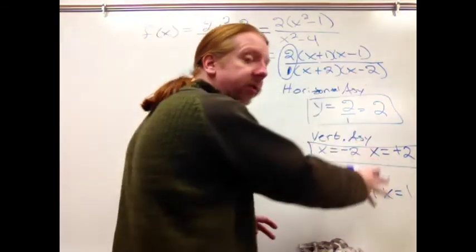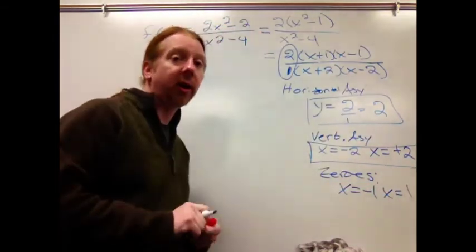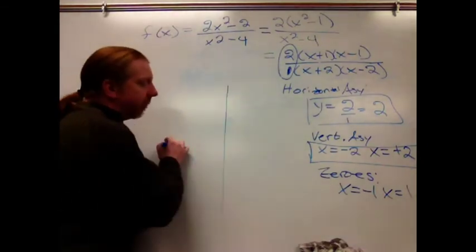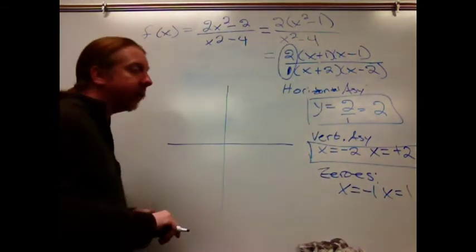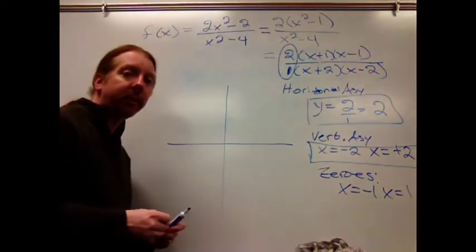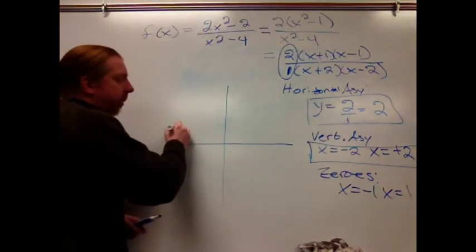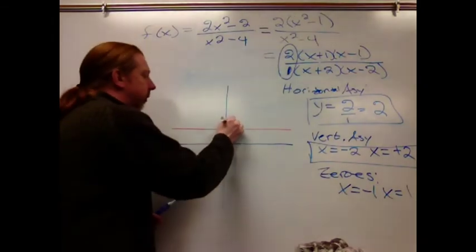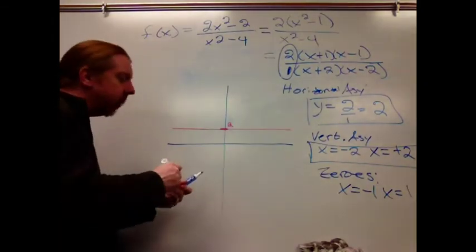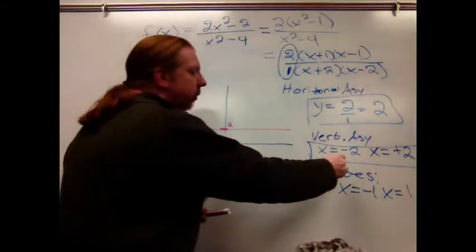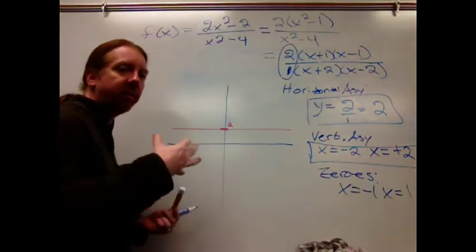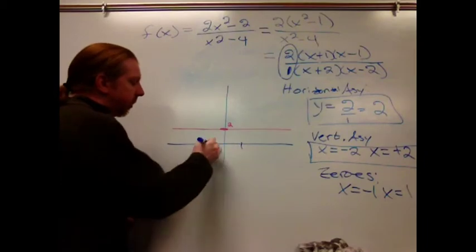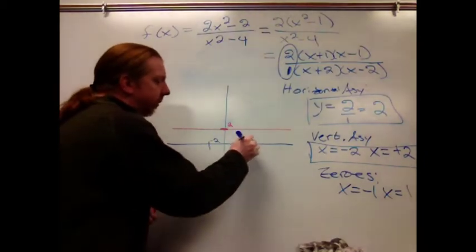So I can use all this information now to draw a graph. Let's do that over here. Start with your basic axis. So there's my axis. Horizontal asymptote at 2, so I'm going to go ahead and draw a line across here. That's at 2. Make a little note to myself that that's at 2. I've got two discontinuities in the form of vertical asymptotes. One's at negative 2, one's at positive 2.